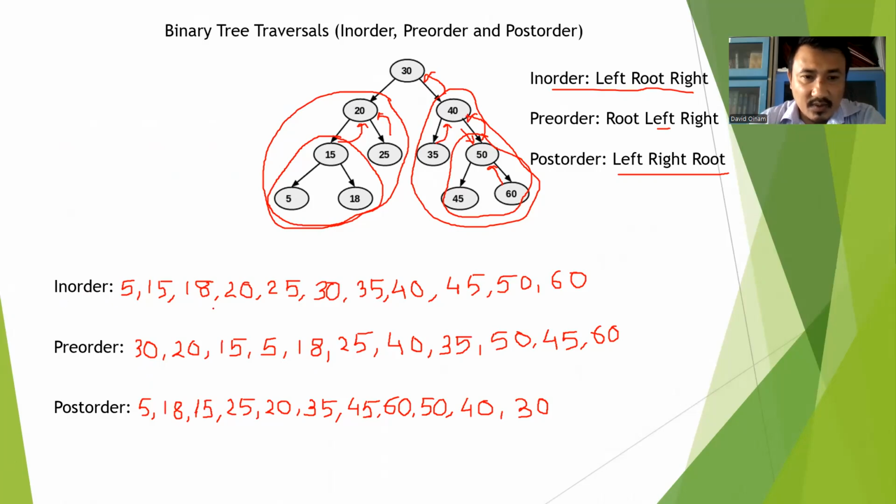So in in-order, it is difficult to find out where the root node is. But in the case of pre-order and post-order, 30 is the root node for the whole tree. In pre-order, we follow root, left, right. Root, first, is 30. In the case of post-order, left, right, and root. Root will be here at the last. The main root node will be at the end.